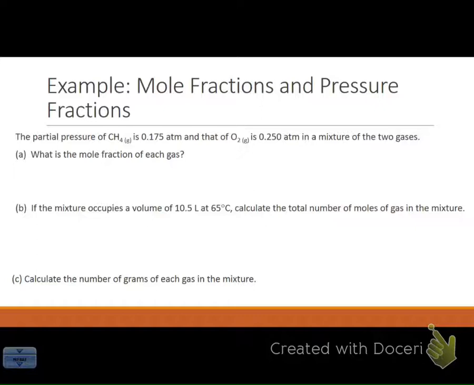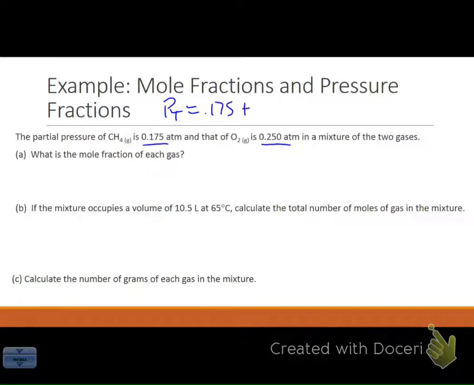Okay, next we have a more wordy problem. It looks like a long problem's coming up, but it really isn't. It stays pretty simple. This time we have a mixture of methane, CH4, and oxygen, and we're given partial pressures of each. So to find the total pressure here, I'm just going to add up the partial pressures. Here's methane, here's oxygen, so let's add them up.